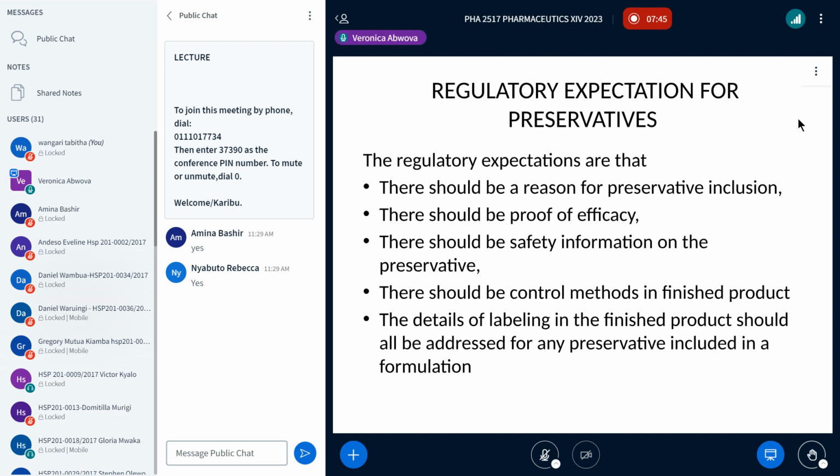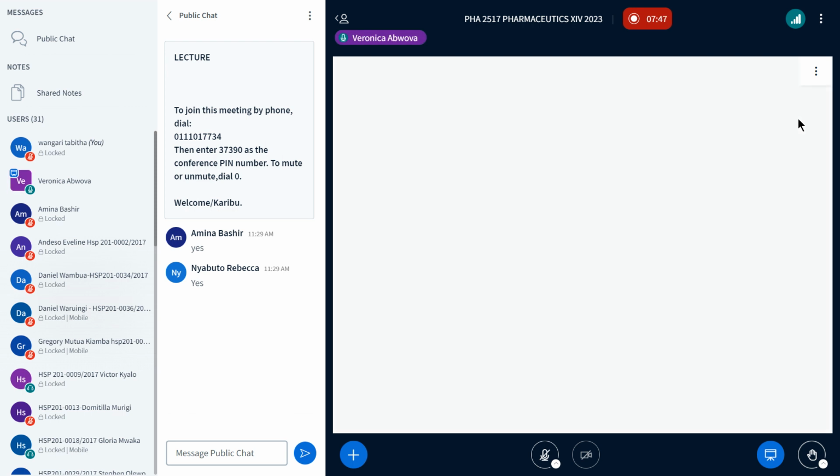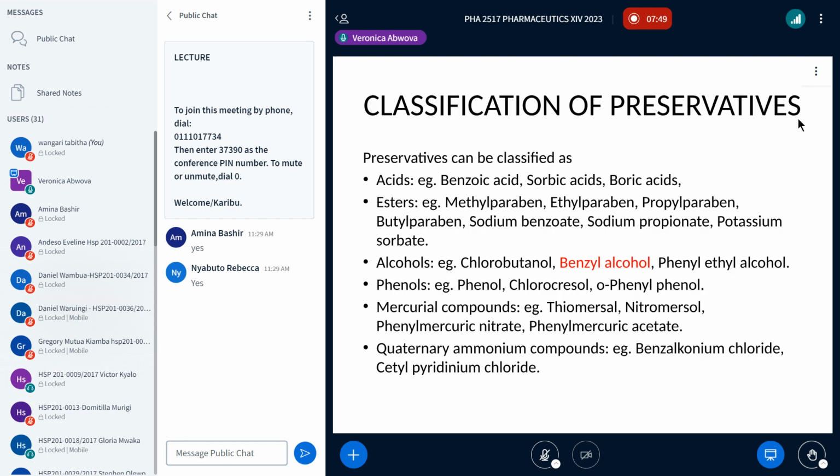So those are the regulatory expectations for preservatives. And I believe that's where we stopped last week. So today we'll be looking at some of the preservatives that are available out there. Of course, the list is not exhaustive, but this is just to give you an idea of what's available, and how they work.